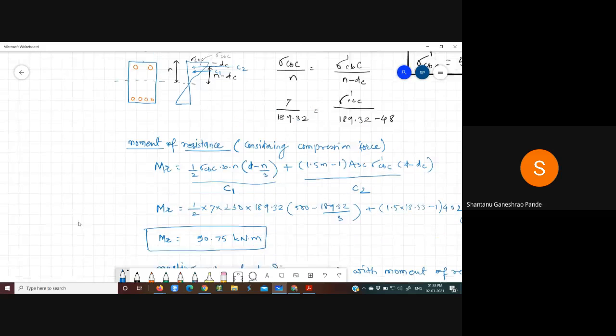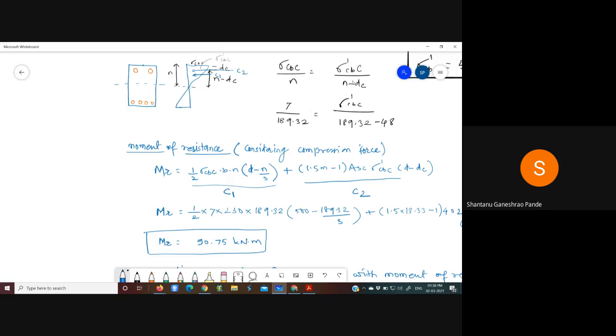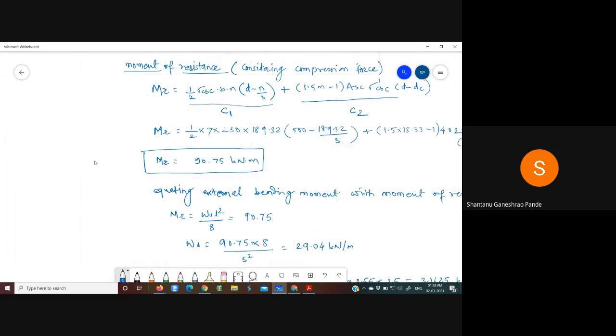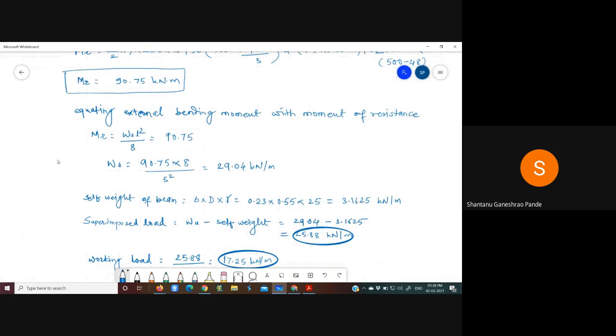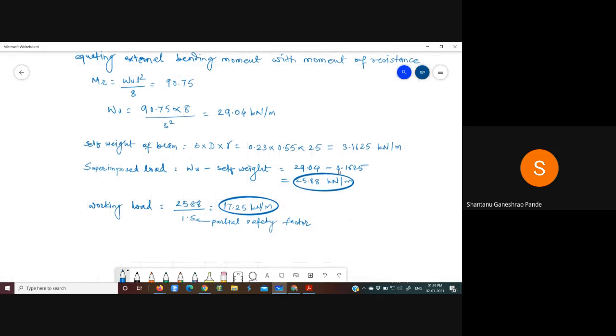Then you have to calculate the sigma dash CBC value, that is the stress in concrete surrounding or at the level of compression steel bars. By using similar triangles from the stress diagram in the compression zone, you will get the sigma dash CBC value. Knowing that value, you can get the moment of resistance. Then equating external moment with moment of resistance, you will get the ultimate load that can be carried, but it will include self-weight. If you need to find the superimposed load, you have to exclude self-weight from that WU value.